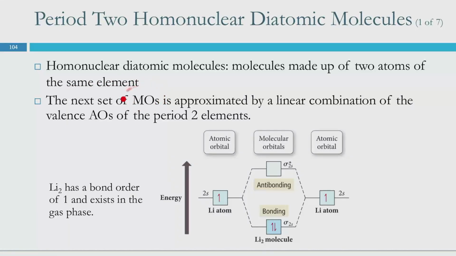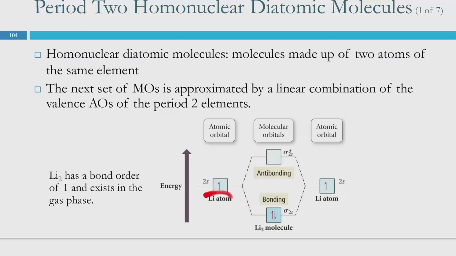The next set of molecular orbitals is also approximated by a linear combination of atomic orbitals. Instead of 1s, we're going to 2s now. So if we look at lithium atoms, lithium brings in one electron. It's an alkali metal. It's from the 2s instead of the 1s. Notice that our molecular orbitals in the diagram are the same as 1s. It's just now labeled 2s. And our sigma is 2s, and our sigma star is 2s. So it's the same structure anytime our s orbitals are coming together.